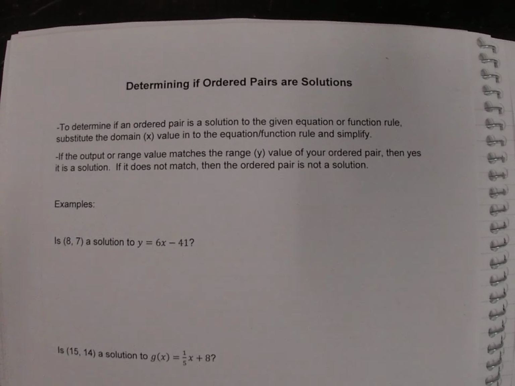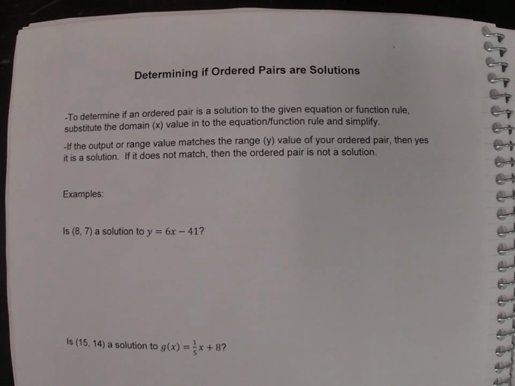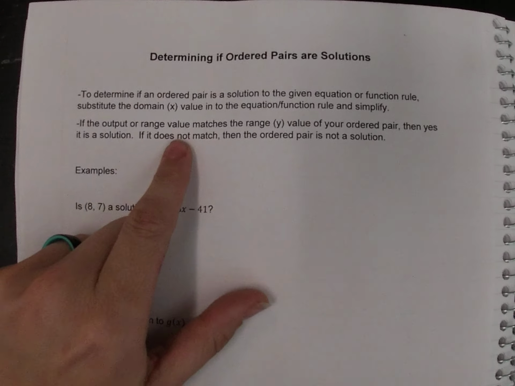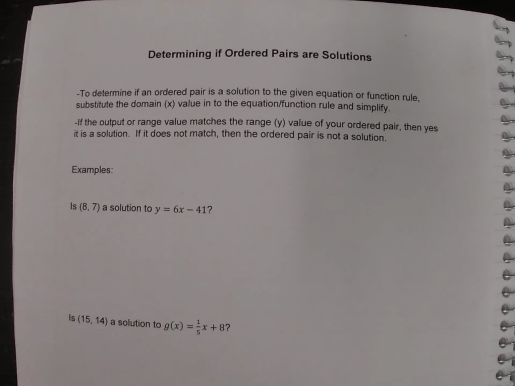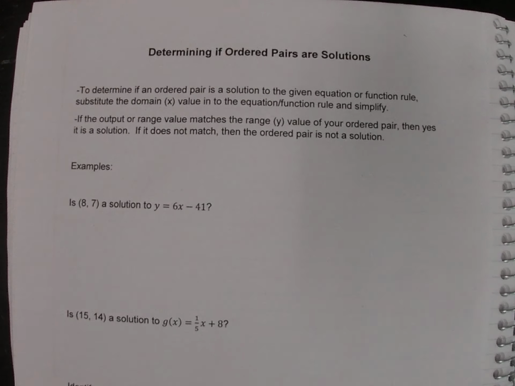Okay, so today we're basically looking to see if we go in reverse order. What if all that work is already done for us? How can we tell if it's right or wrong? If we've plugged in the input, we've got its corresponding output, how do we tell if it's correct? If we want to determine if an ordered pair is a solution, we're going to have to plug in the x value, which is our domain, and see if it then matches our output of the range.